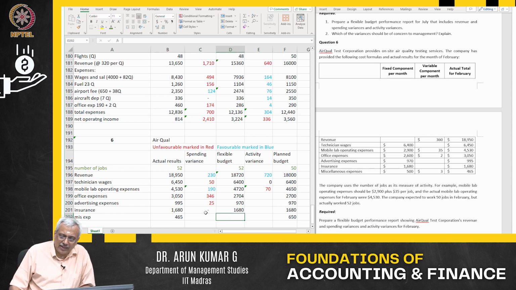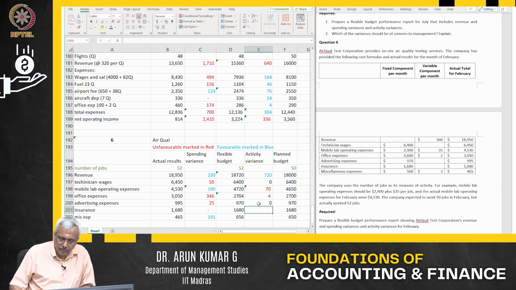Miscellaneous, I could have spent 500 plus 3 into the number of activity. I could have spent this, but it is highly favorable for me in this particular case, highly favorable. I am looking at this part of it in terms of my spending. Same thing I'm going to look at out here. This is going to be unfavorable, and this is unfavorable in this particular case.